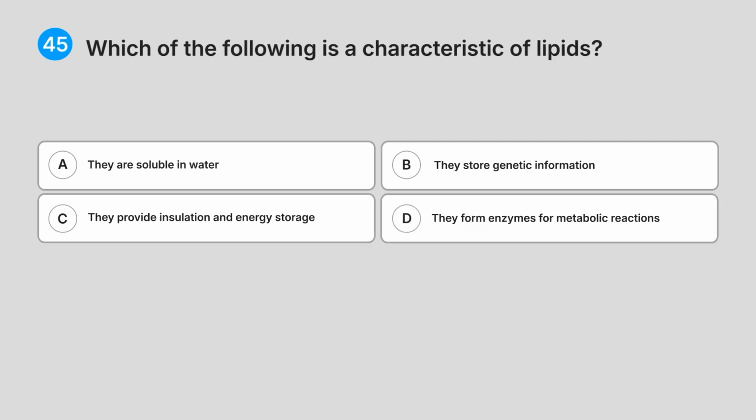Which of the following is a characteristic of lipids? A. They are soluble in water. B. They store genetic information. C. They provide insulation and energy storage. D. They form enzymes for metabolic reactions. What do you think is the answer?